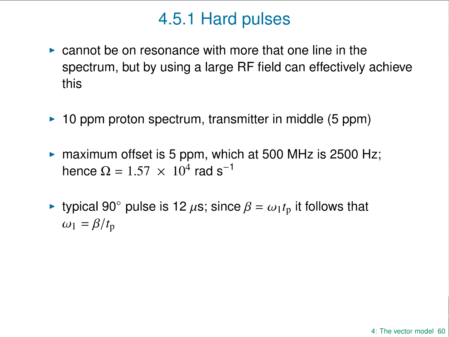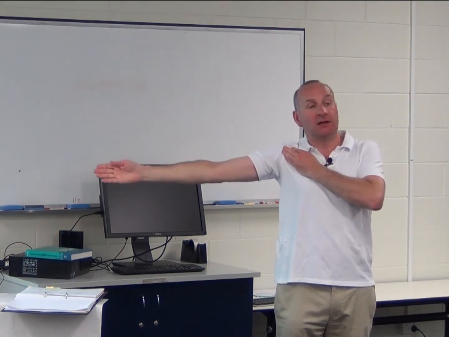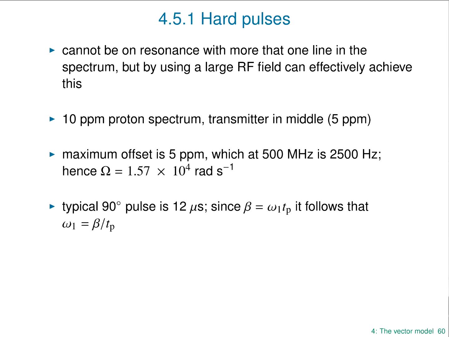Now, a typical value that you might find on the spectrometer would be 12 microseconds for a 90-degree pulse. Now, that means an on-resonance 90-degree pulse. In other words, it would take you 12 microseconds to go from Z into the transverse plane. Now, the angle is omega 1 times the duration of the pulse, Tp. So we can work out from that 12 microseconds what omega 1 has to be. It's beta, the angle, which is pi over 2, divided by the length of the pulse. And if you work that out, you'll find that omega 1 is about 1.3 by 10 to the 5th radians per second. So that's omega 1.